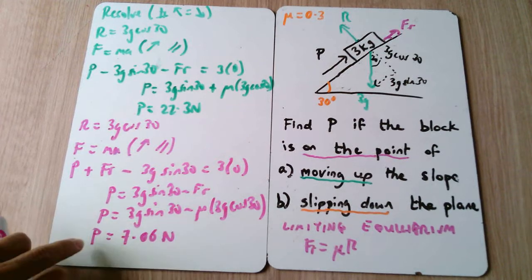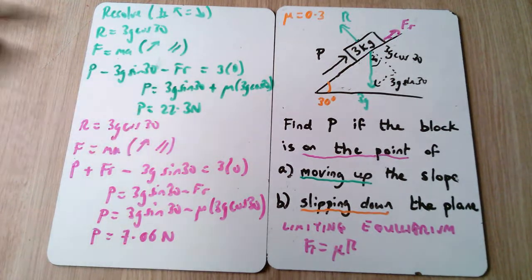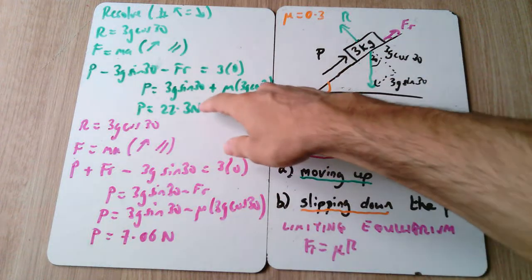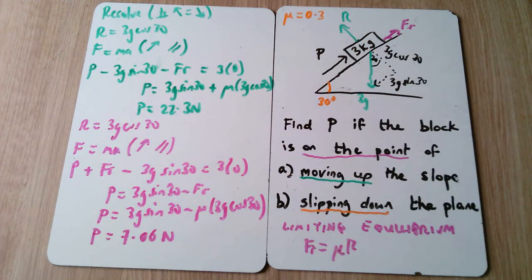We see P is substantially less than the value here, because P here is being helped by friction, whereas here P has to overcome friction.